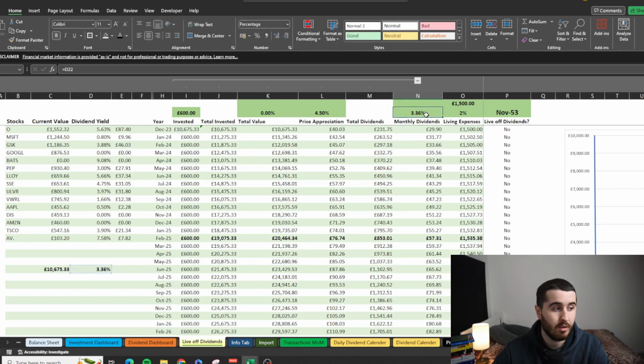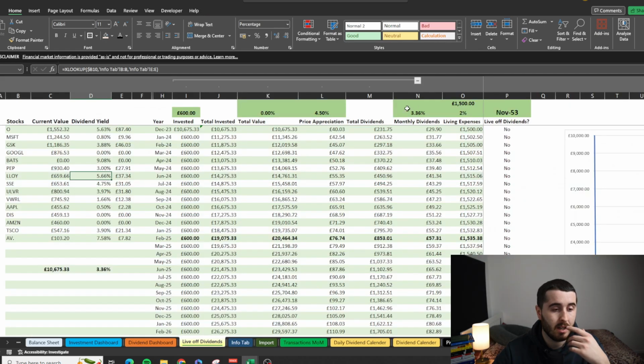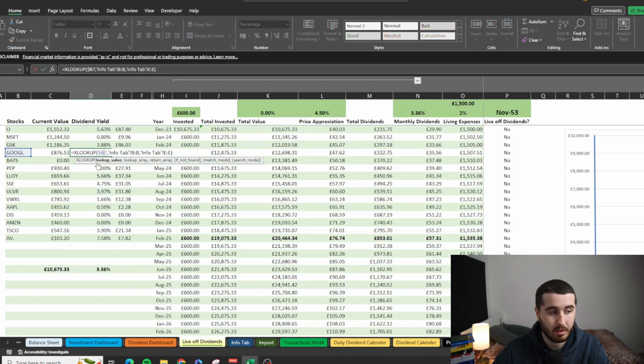Your dividend yield takes from your current dividend yield. So if you have your spreadsheet updated with your current values, it does a lookup to the info tab. You can see here the dividend yield is input here, and this takes from that. So this takes from here, and this averages your dividend yield, and this takes from the info tab. And that's your current dividend yield.